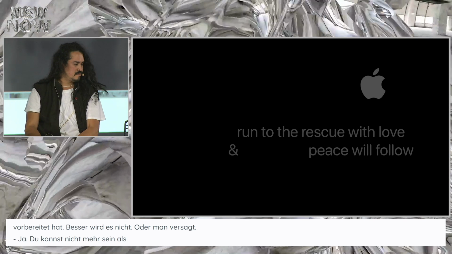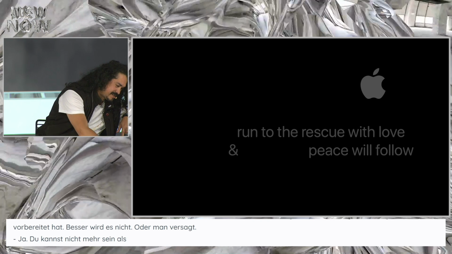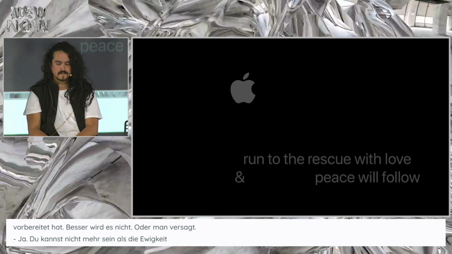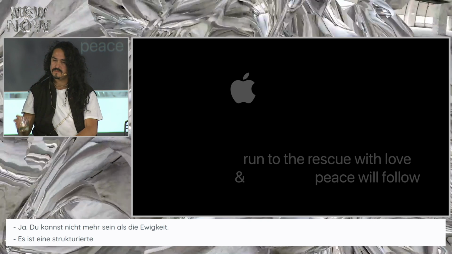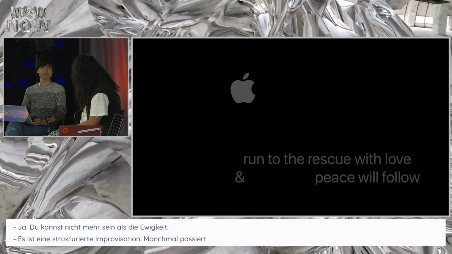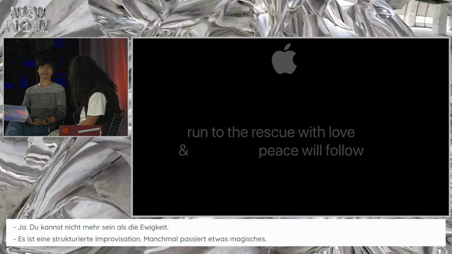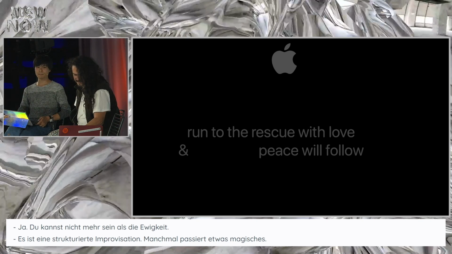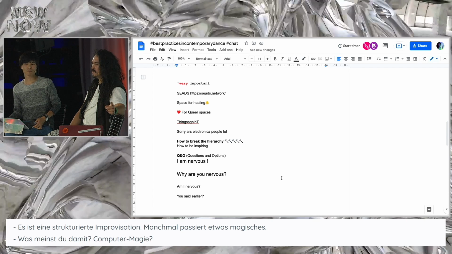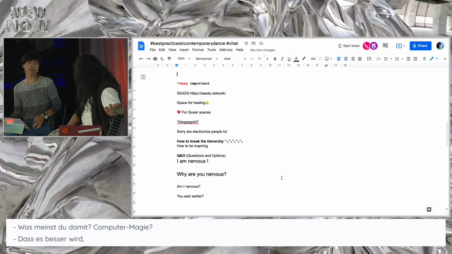Yeah, and it's also for the performance in general, that even if it's a structured improvisation, whatever, you cannot. Well, there's sometimes magic happens. What kind of magic? Like computer magic? Black magic? Like it's better than what it was meant to be. What do you mean with the better practices? Not a performance in general? Like a theater performance, for example, or dance.